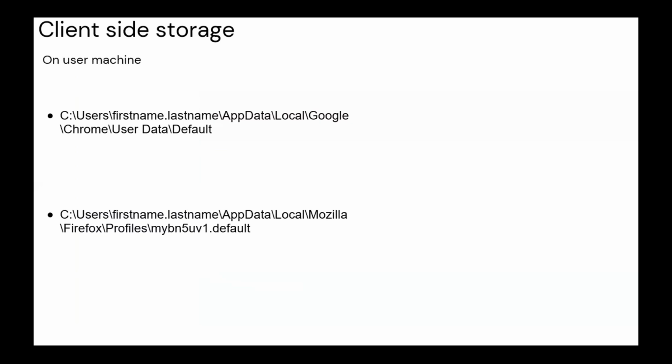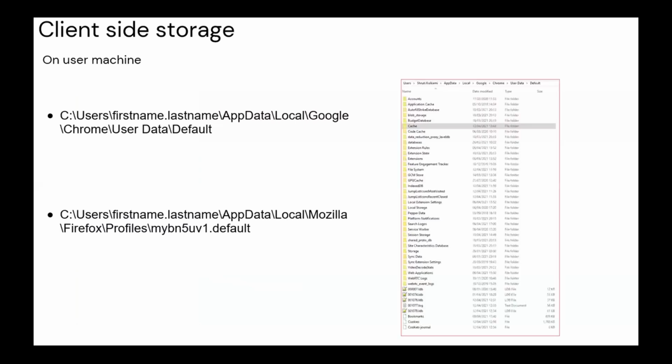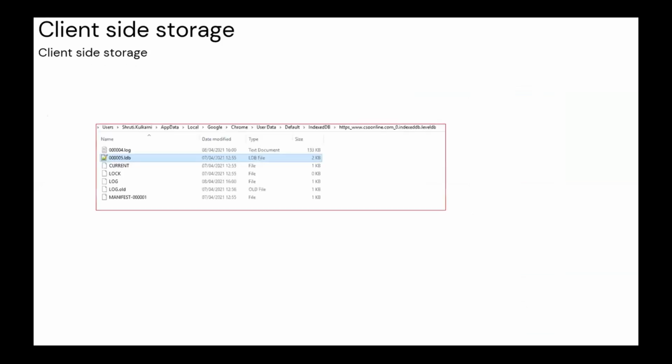So this is what it looks like on a user machine. If you go to your user's first name, last name, AppData, Chrome or Firefox, you will see them under the user data folders. You will have to do a little bit of digging around. It's under cache, and then you can see the IndexedDB under user data.